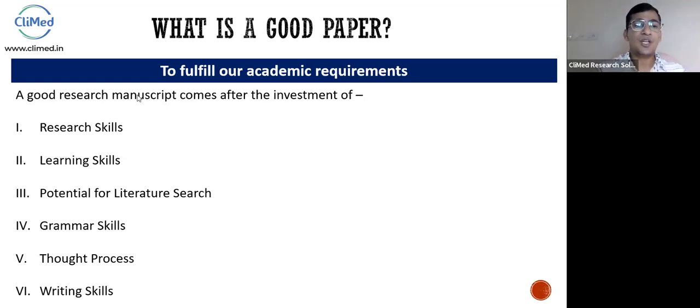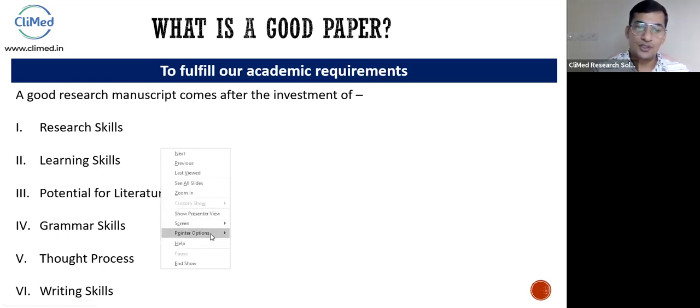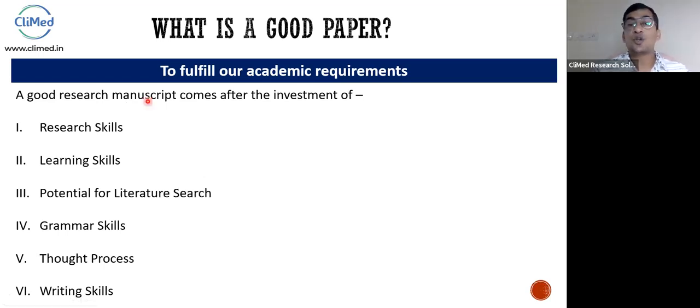So a good research manuscript comes after the investment of these 6 very important skills. If you are writing a good paper, you have to start getting these. You have to develop these skills in you.